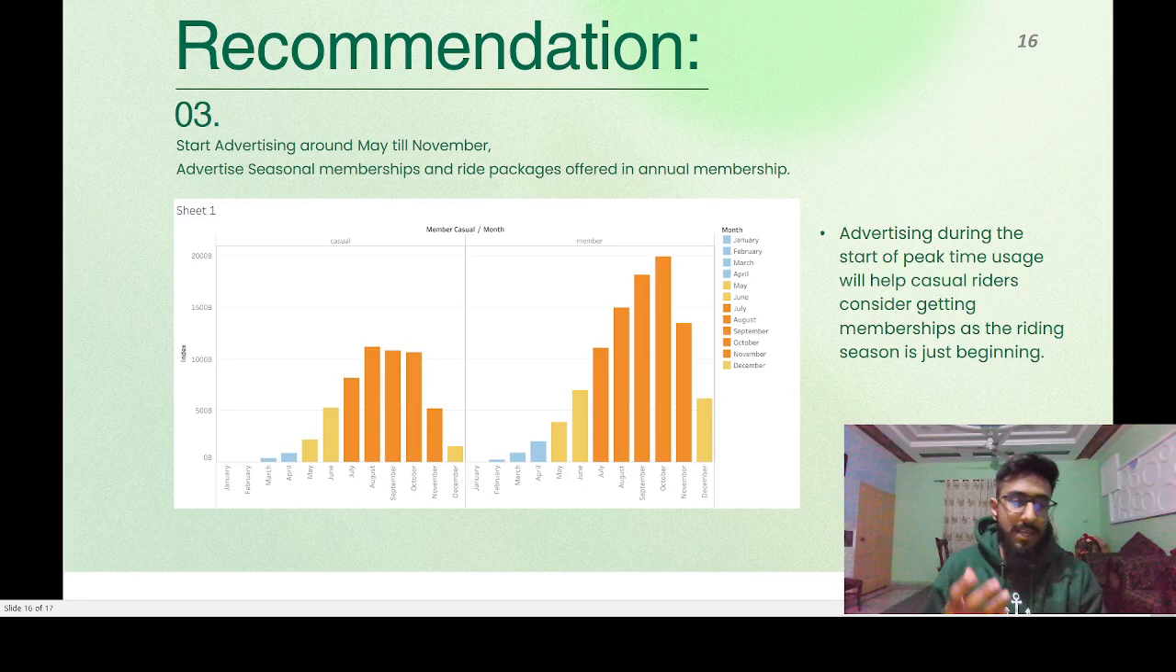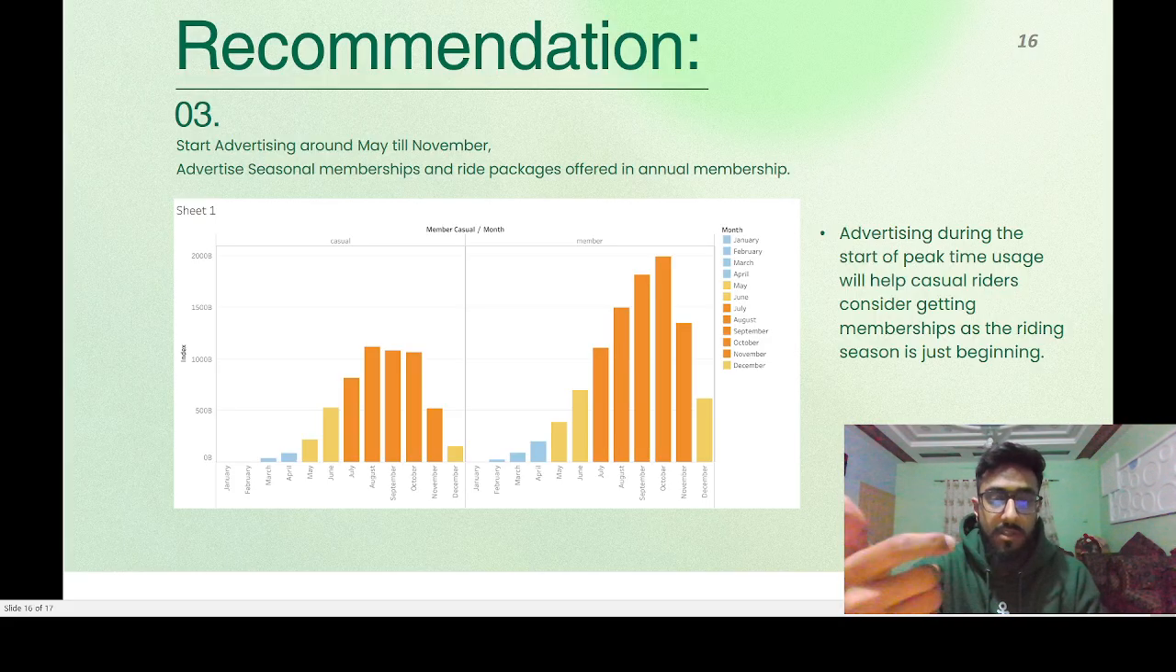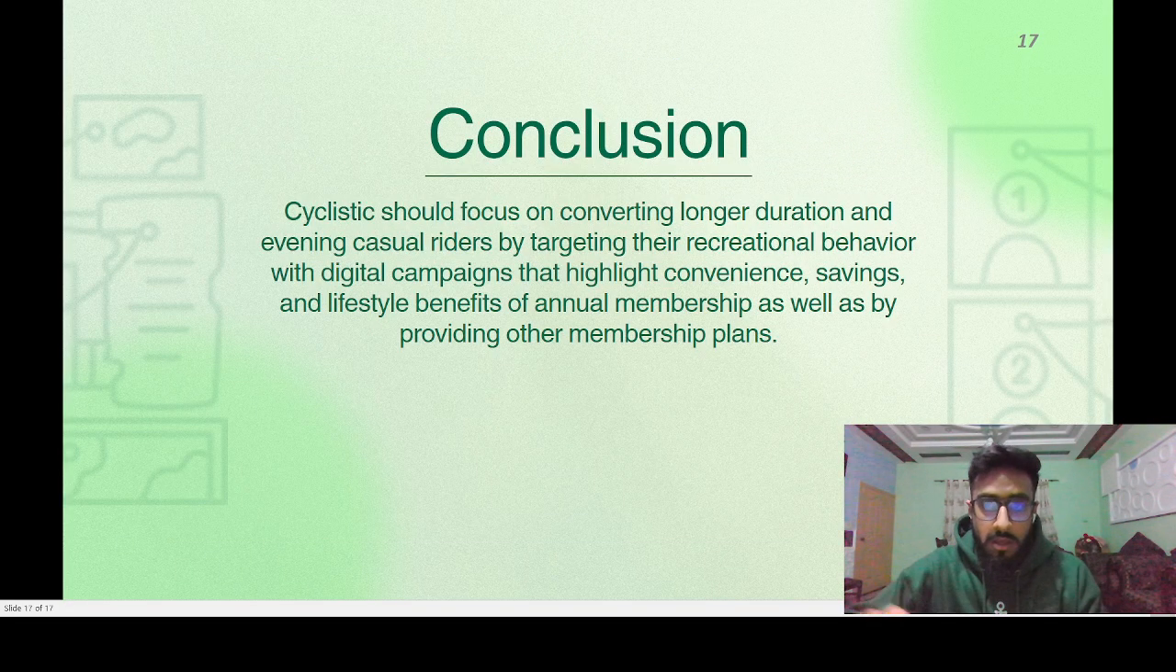So, by advertising such packages for the casual riders that would benefit them in the annual membership, that would definitely make the casual rider consider getting the annual membership because it's benefiting them in a better way. Right. So to conclude all of this, we can say that Cyclistic should focus on converting longer duration and evening casual riders by targeting their recreational behavior with digital campaigns that highlight convenience, savings, and lifestyle benefits for annual membership, as well as by providing other membership plans.